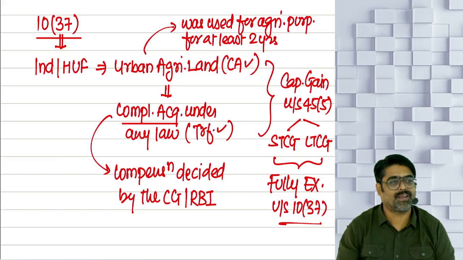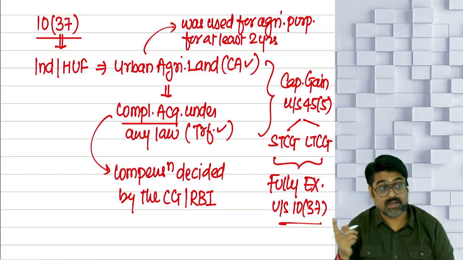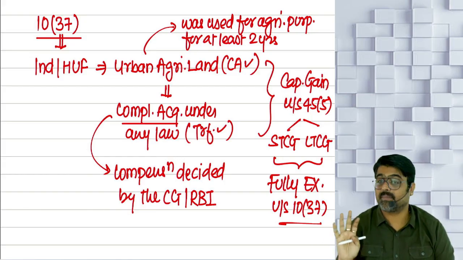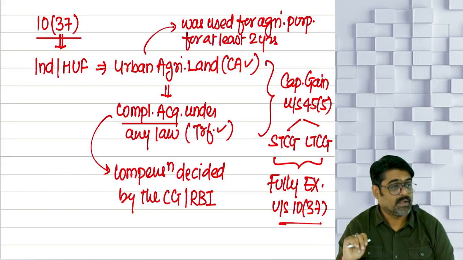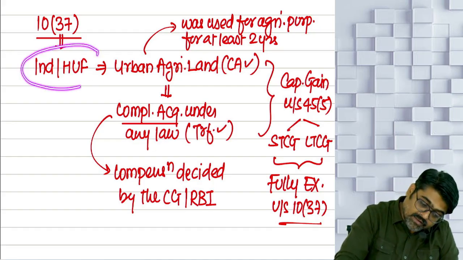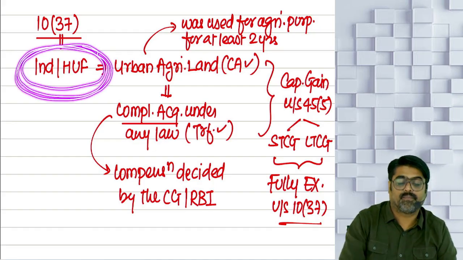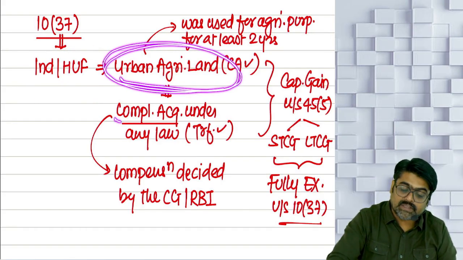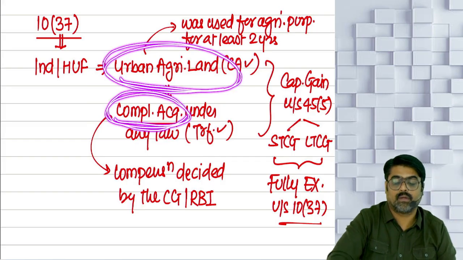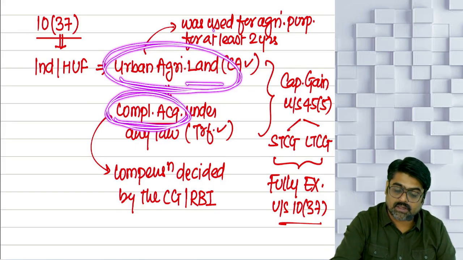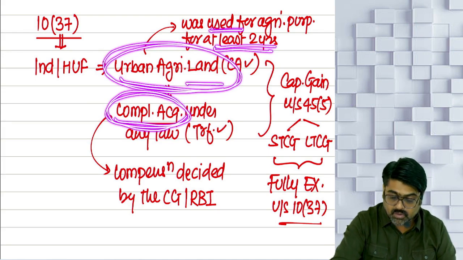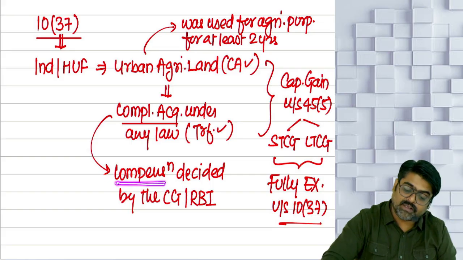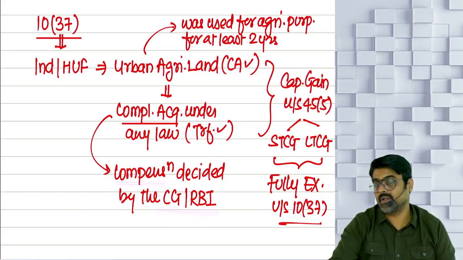What if it is a company? Always the capital gain will be calculated. What if it is a partnership firm? Always the capital gain will be calculated and will be taxable. The capital gain will be exempt only if the assessee is an individual or HUF, which type of asset? Urban agricultural land. Which type of transfer? Compulsory acquisition. Immediately prior to compulsory acquisition, it was used for at least 2 years for agricultural purpose, and the compensation for this compulsory acquisition is decided by CG or RBI.